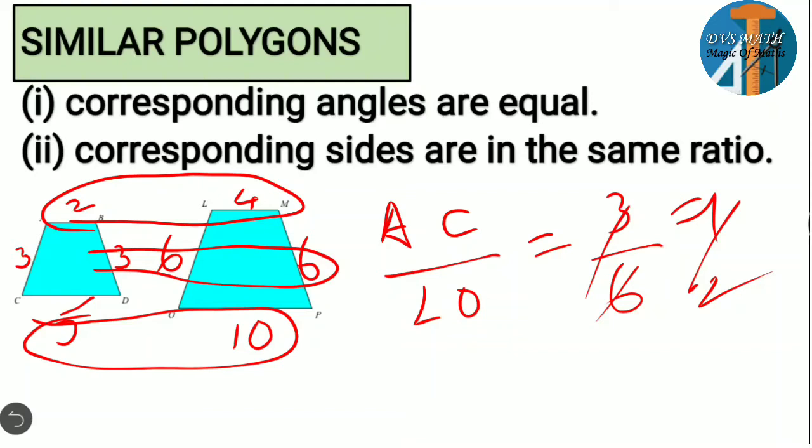If these two conditions are satisfied, then we say that the given two polygons, or two quadrilaterals, like a rectangle or square, are similar.